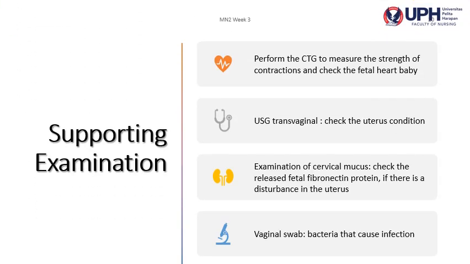And what we do in order to provide support during this time is perform CTG to measure the strength of the contractions and also check the fetal heart rate of the baby. We can also perform transvaginal ultrasound to check the condition of the uterus, as well as check the mucus that is being discharged from the cervix, and see whether the fetal fibronectin protein has been released and whether there is any disturbance in the uterus. We can also do a vaginal swab to see whether there is a bacterial infection that will then lead to premature delivery.